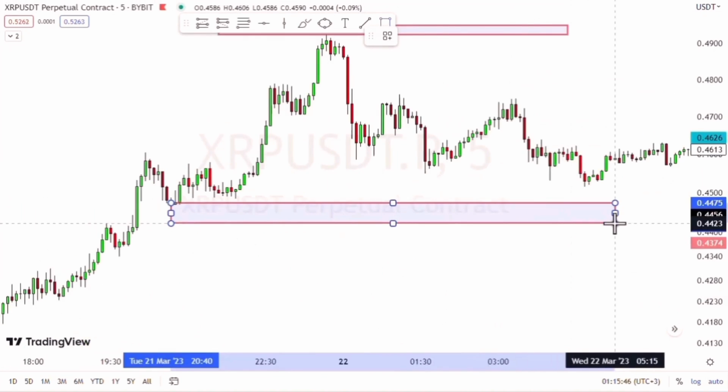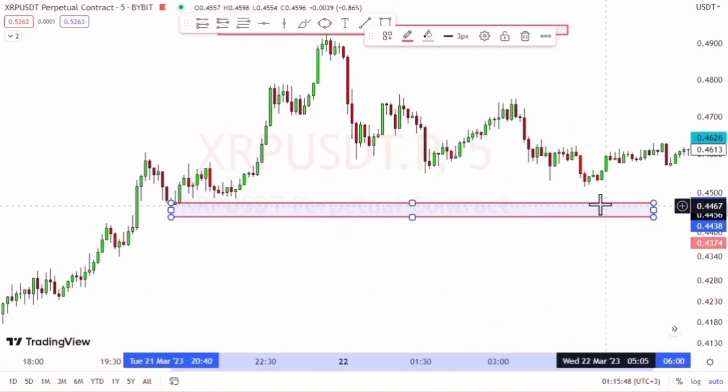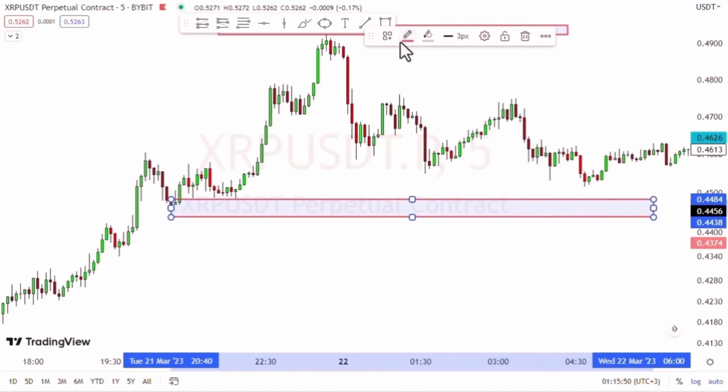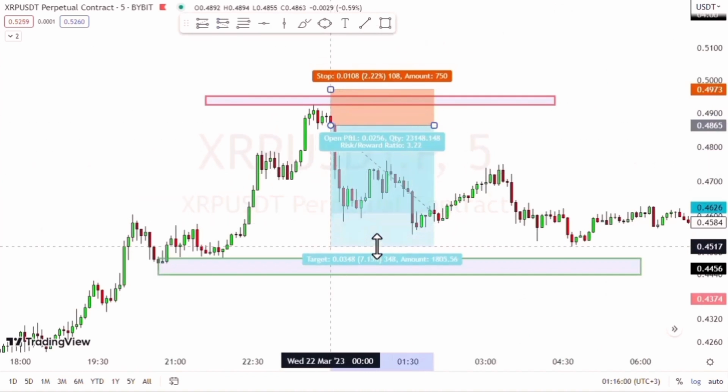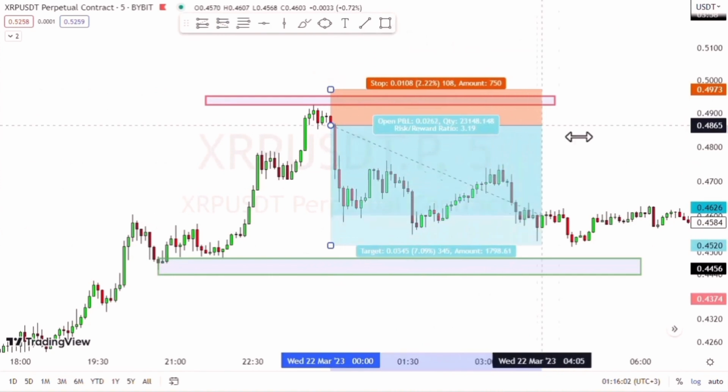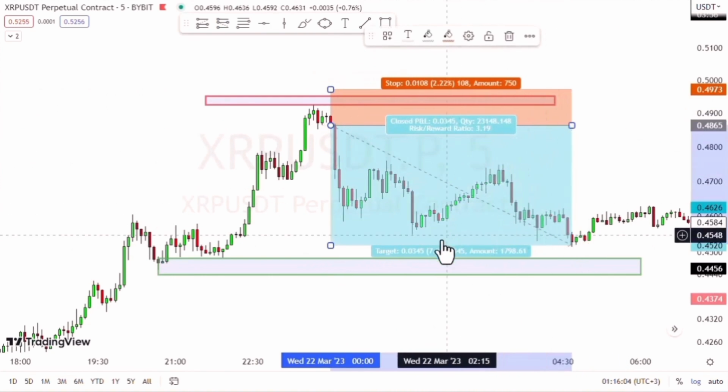There's our support level here. Let me change the color. If we took a trade here, just like that, and boom, it was a profit of 7%. If we use 10x leverage, it was a 70% profit. Can you believe that? How much time? Let me tell you. Just check below here.